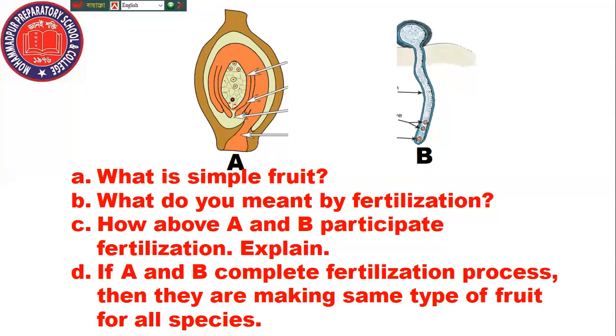There is an error here. I will provide the correction afterwards. Here the missing word is "not". Everybody remember it. After correcting, I will provide it. If A and B complete the fertilization process, then they are not making the same type of fruit for all species.